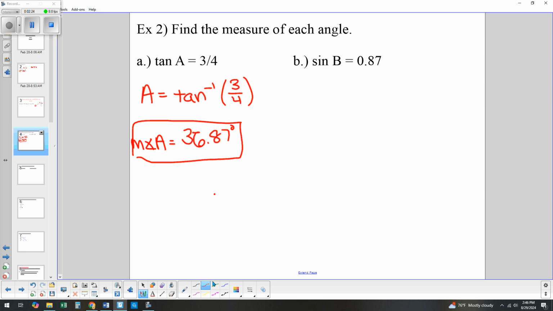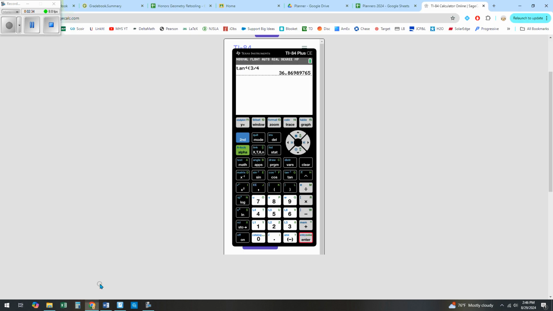So then if I'm doing the same idea for B, B would be equal to the inverse sine of 0.87. So I hit second, sine, to get the inverse, 0.87, and I get 60.46.